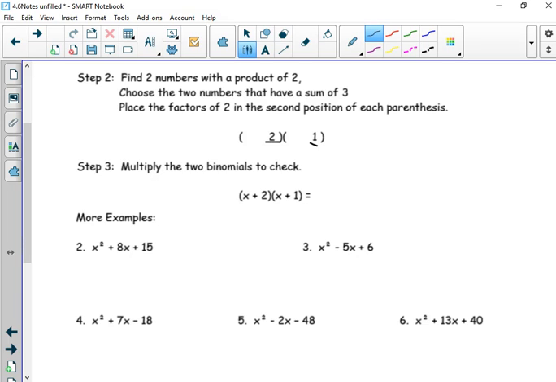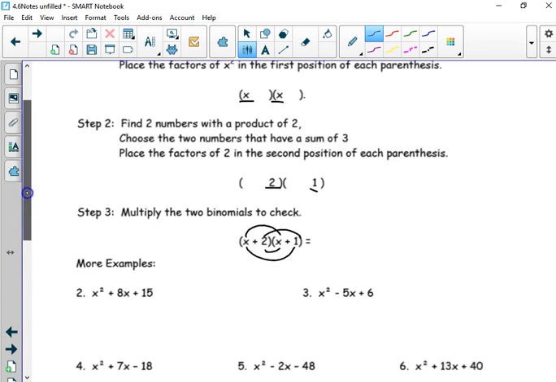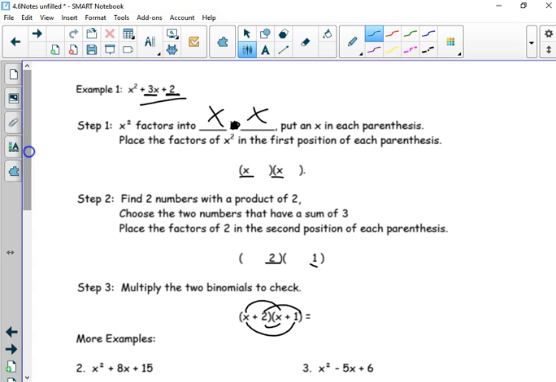It's guess and check. So if you think you got it really quickly, it does not take long to FOIL it. x squared, 1x plus 2x is 3x. Yay, 2. Oh, that's what I started off with. It does not take long to check. Why move on to the next problem when it takes 10 seconds to check?